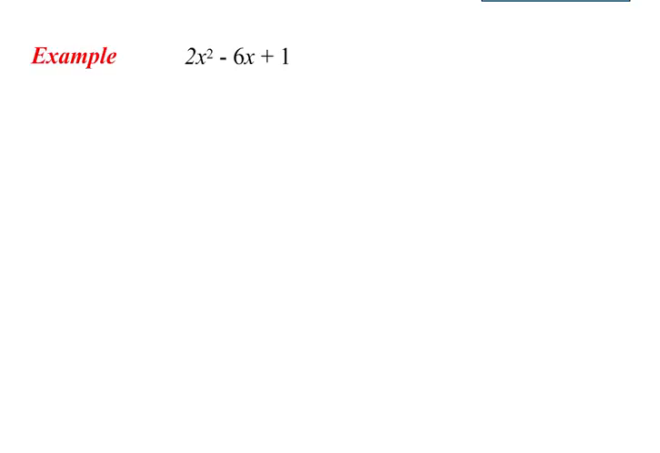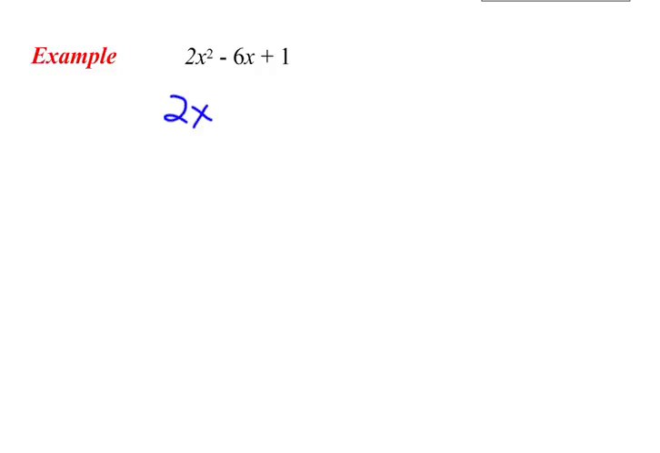Second example here, 2x squared minus 6x plus 1. This is already in the general form. We are being asked to convert it to vertex form. We do that by completing the square. This problem is going to be a little bit different because of that 2 right there. We have to pay special attention to how that 2 changes things. All right, here we go.